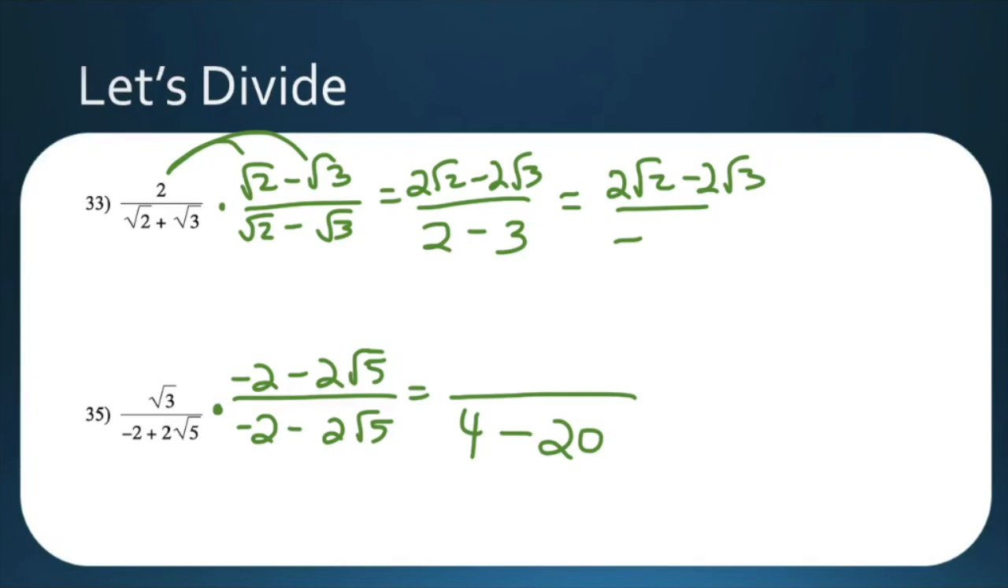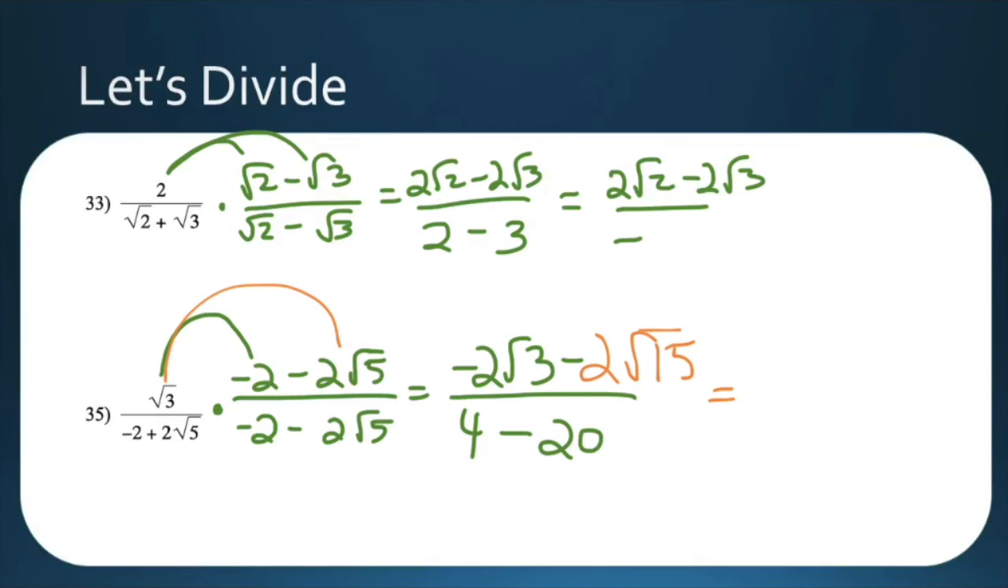Okay. Now we're going to do the distributive property. Square root 3 times negative 2 is negative 2 square root 3. Minus, what's the orange one going to become? Negative 2 square root of 3. Very good. 4 minus 20 is negative 16. And we have negative 2 square root 3. I'm going to keep it in that color just because we don't want to have any heart attacks. 2 square root 15. Can we reduce this?